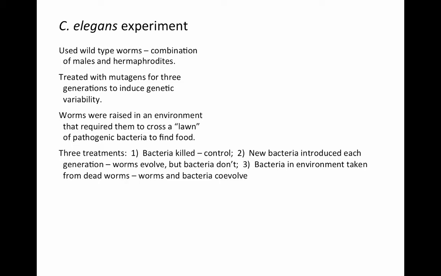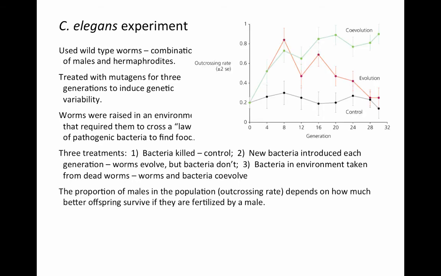So in this case, the worms evolve, but the bacteria can't because new bacteria from a non-worm environment are constantly being brought in the environment of the worms. And a third treatment is that the bacteria in the environment were taken from the actual dead worms from the previous generation. So in this case, the worms and the bacteria co-evolve. So this is going to be one of those evolutionary arms races between a parasite and a host. And these are their results.